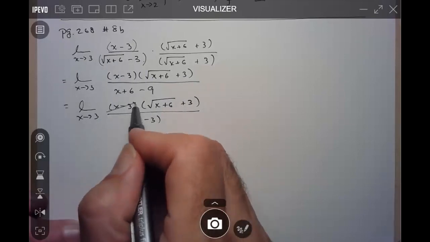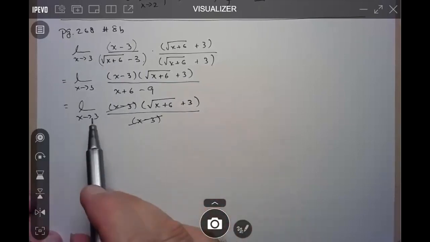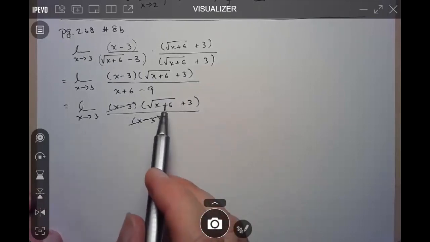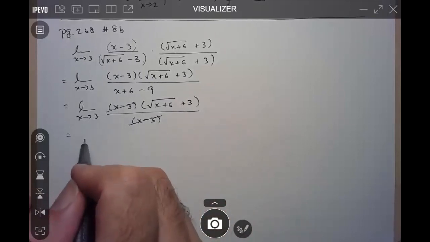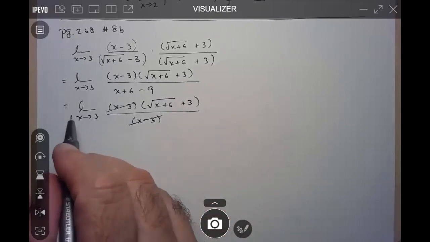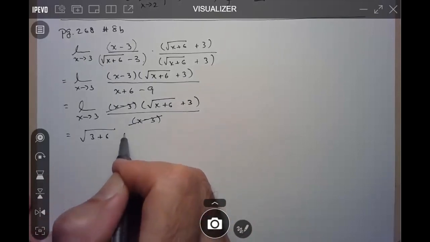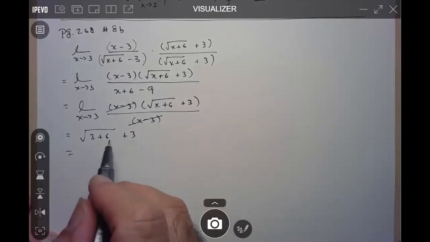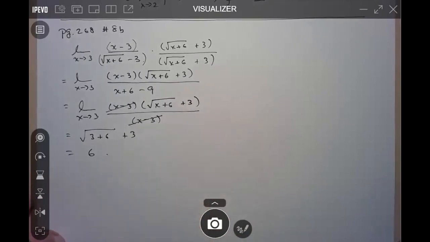So now I can reduce this fraction, and now I'm left with something that I can just evaluate by inputting the x value there. So what do we have? Now I'm evaluating the limit, so I don't write the limit notation. So what do we have? 3 plus 6 plus 3. And this is 9. Square root of 9 is 3, plus 3 is 6. And there's the value of my limit.